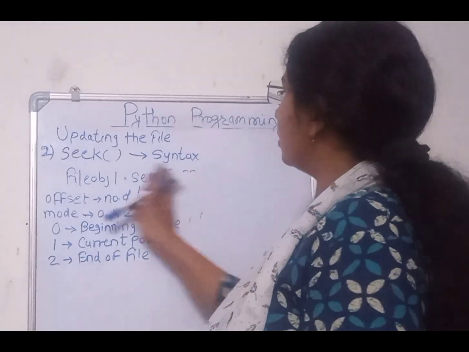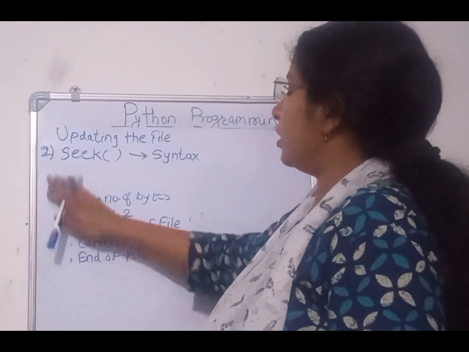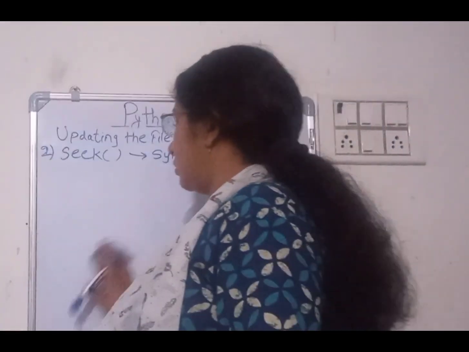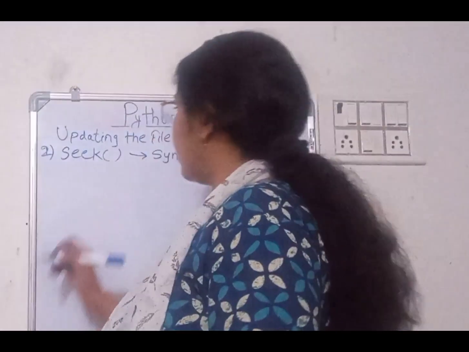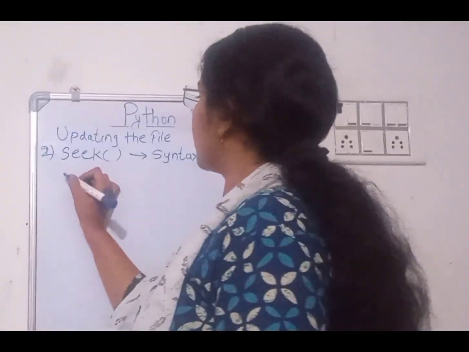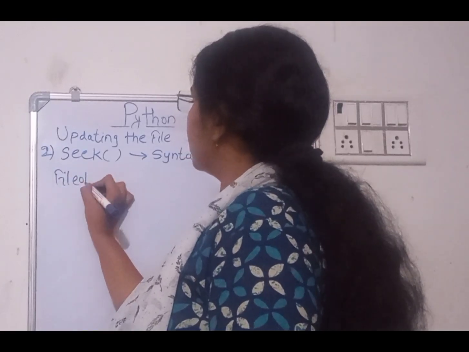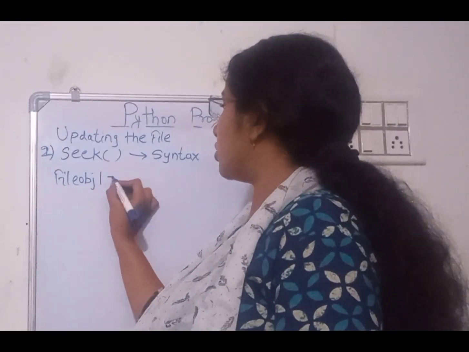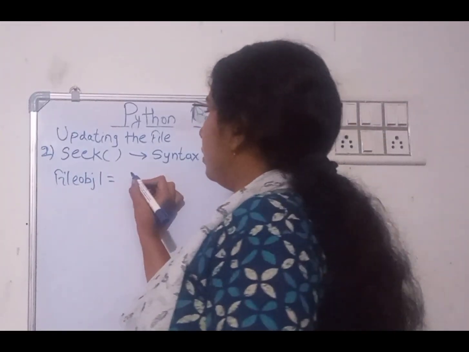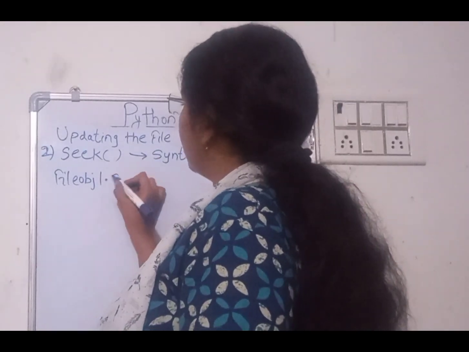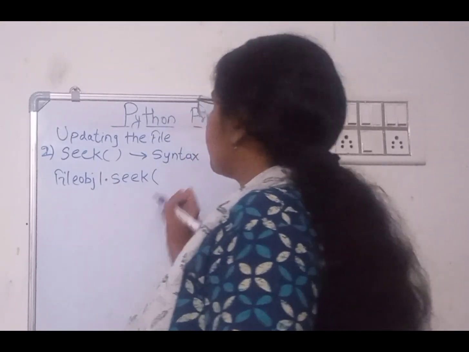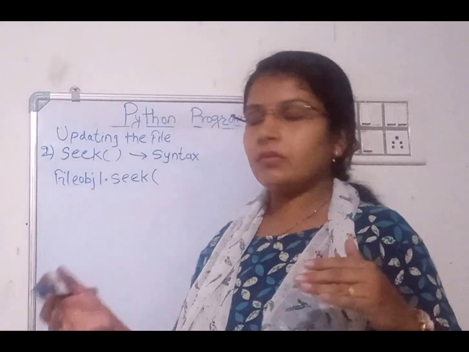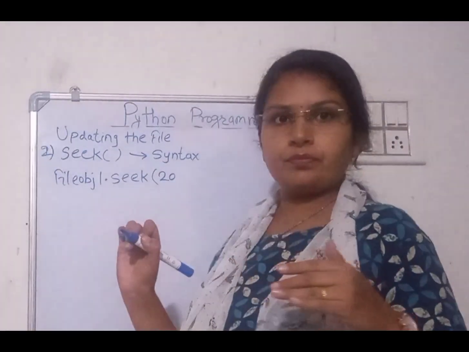Just memorize this, and I will show you some examples of how to use the seek method. One thing you need to remember, I will explain with an example. How to call the seek method: suppose you have already opened the file and created the file object, then you write file object dot seek. Now I want to move forward 20 bytes.